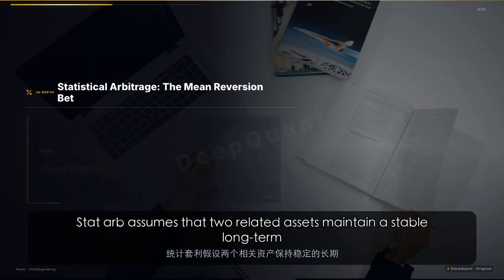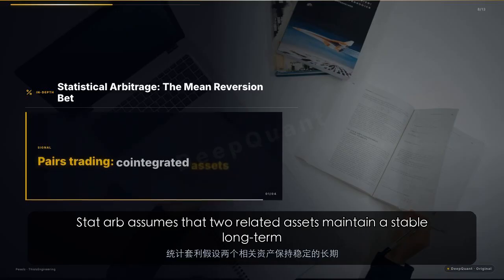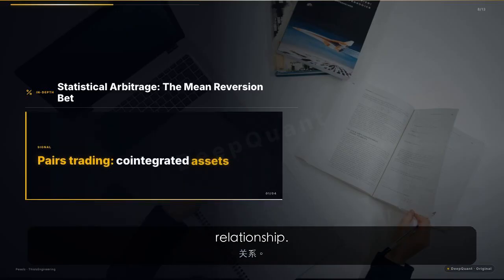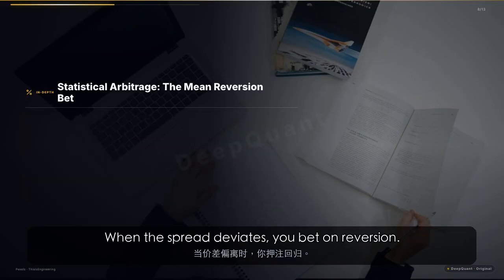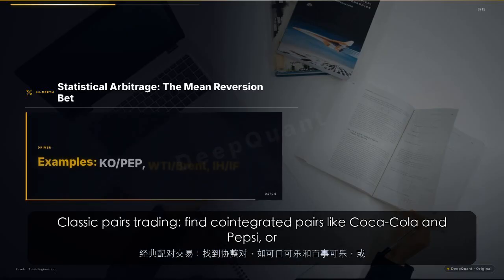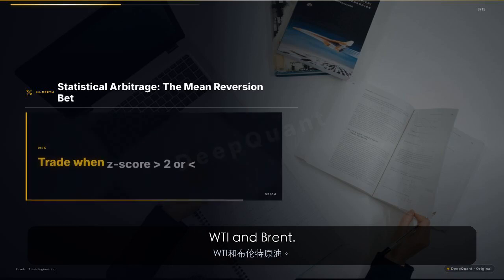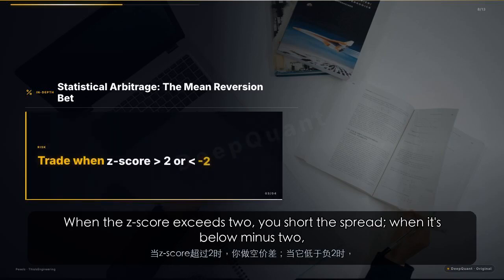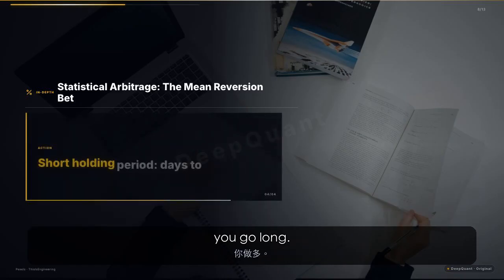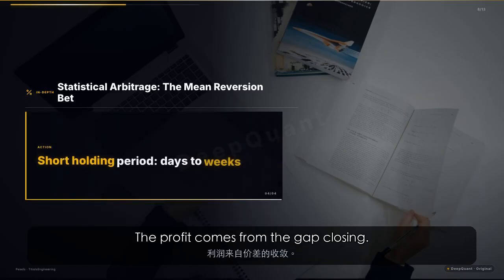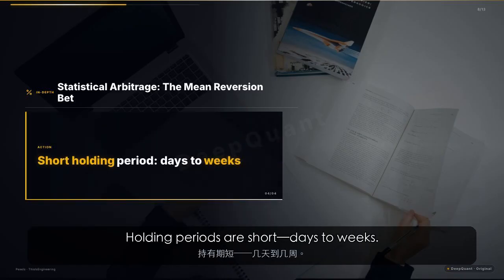Stat Arb assumes that two related assets maintain a stable long-term relationship. When the spread deviates, you bet on reversion. Classic pairs trading: find cointegrated pairs like Coca-Cola and Pepsi, or WTI and Brent. When the z-score exceeds 2, you short the spread. When it's below -2, you go long. The profit comes from the gap closing. Holding periods are short, days to weeks.